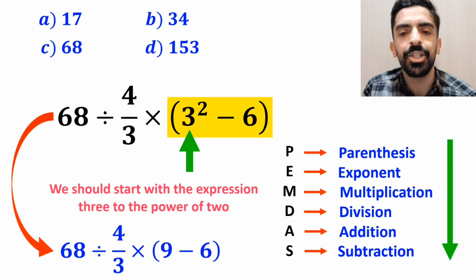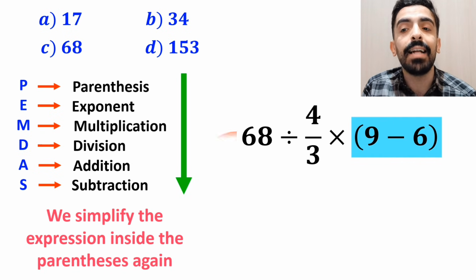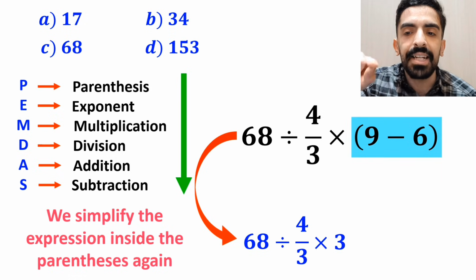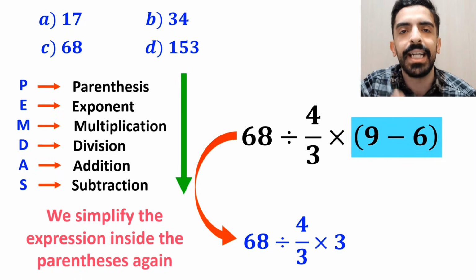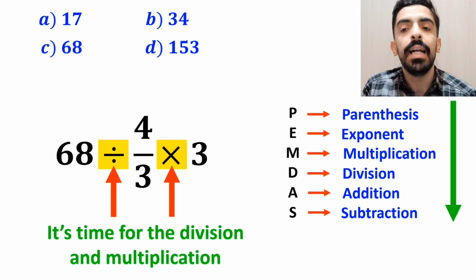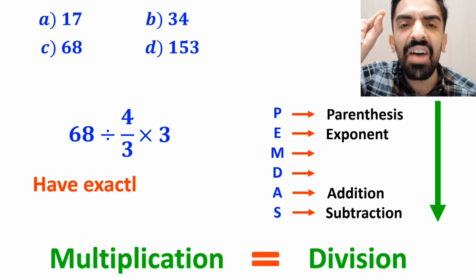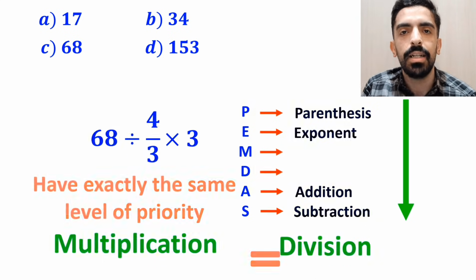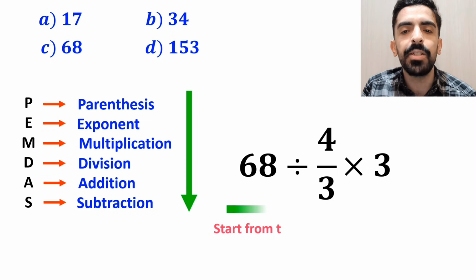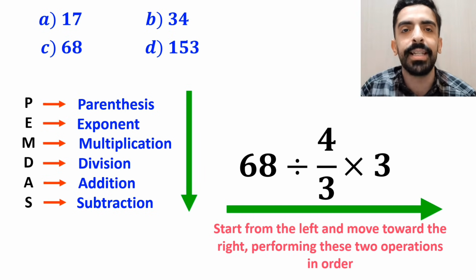So, instead of this expression, we can write 68 divided by 4 over 3 multiplied by 9 minus 6 inside the parentheses. And the next step, we simplify the expression inside the parentheses again. And instead of this expression, we can write 68 divided by 4 over 3 multiplied by 3. Alright, now it's time for the division and multiplication. However, it's very important to note that according to the PEMDAS rule, multiplication and division have exactly the same level of priority. In this situation, the best strategy is to start from the left and move toward the right, performing these two operations in order.